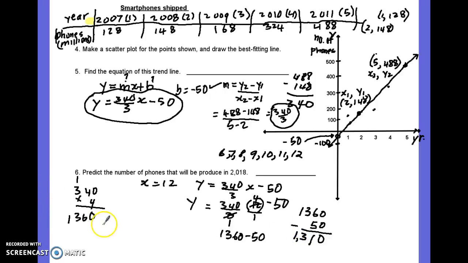So the y value, which represents the number of phones, would be 1,310. Remember now, this is in millions. So that would be 1,310 million phones, or for millions you just add 6 zeros. Phones.